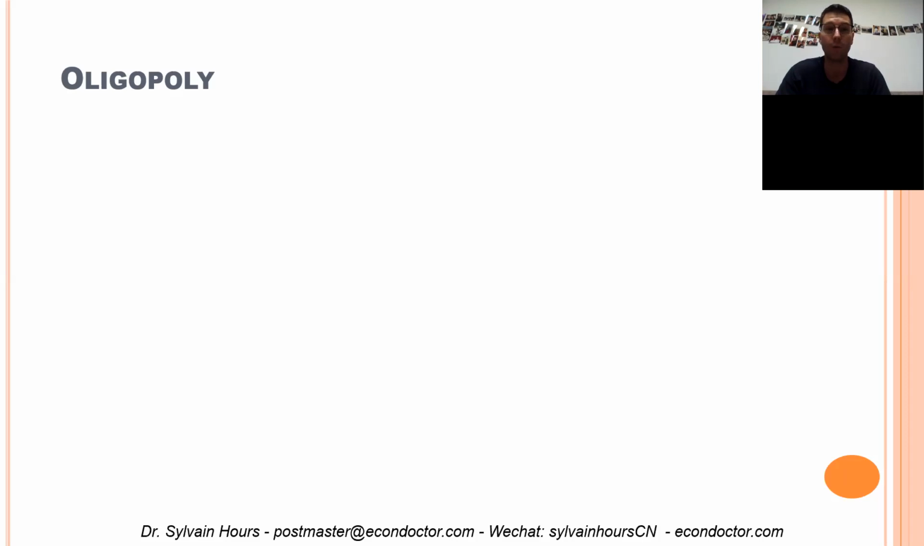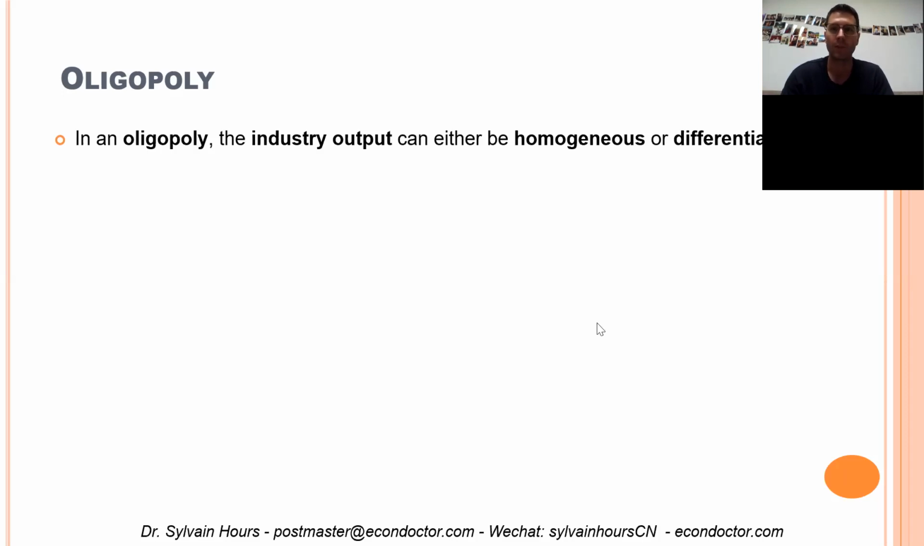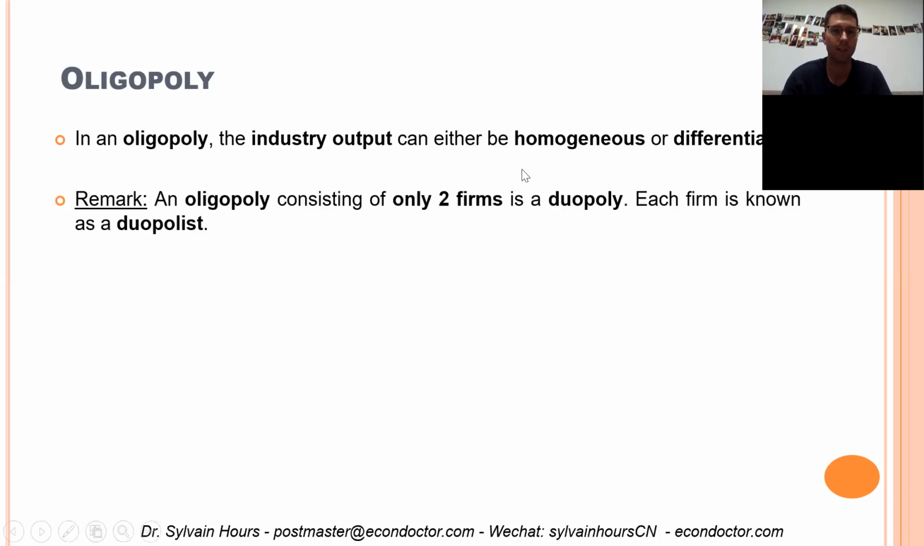Could be that all firms sell the same product. Then we say that it's a homogeneous oligopoly or standardized oligopoly. Or each firm can sell a slightly differentiated product. And we talk about a differentiated oligopoly. So it's important to keep this in mind. The industry output can be standardized or differentiated.